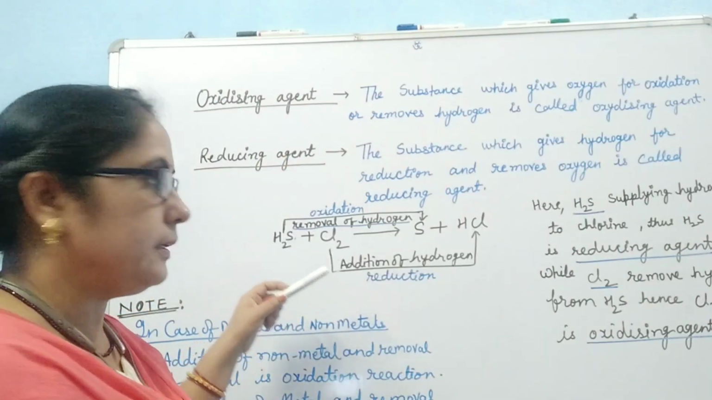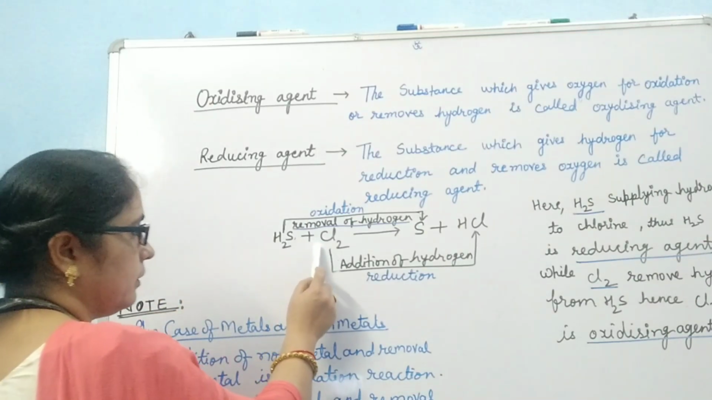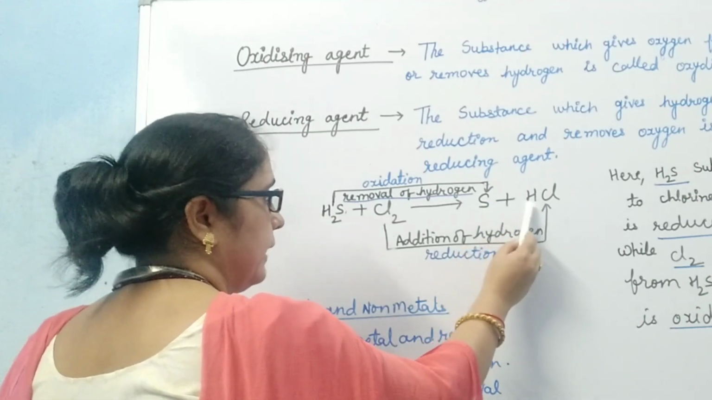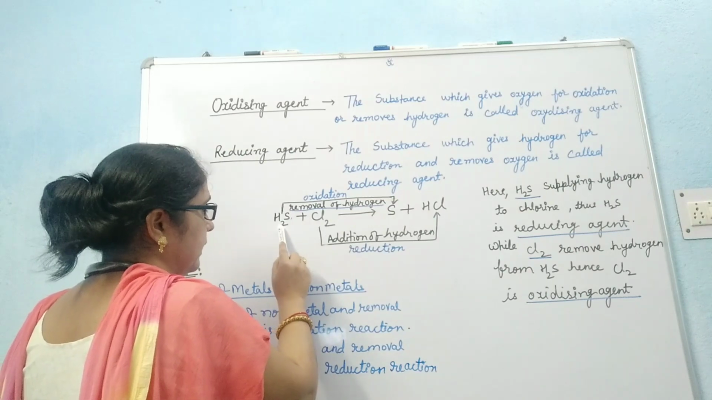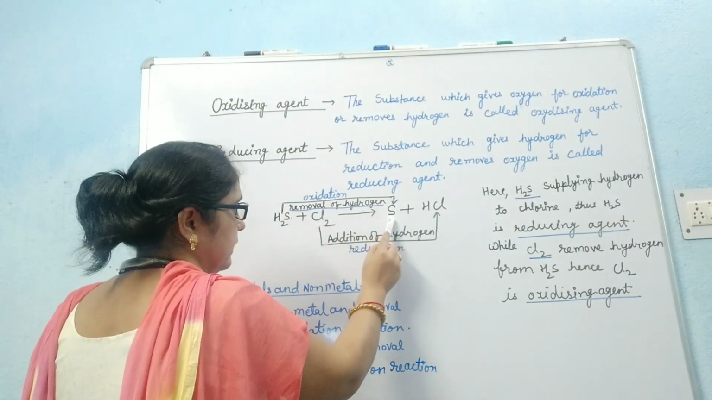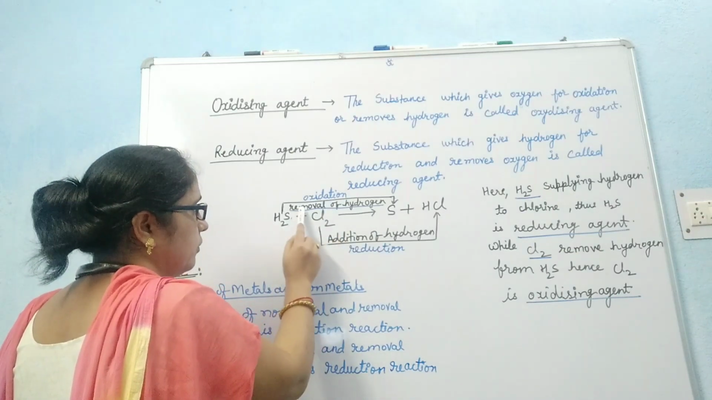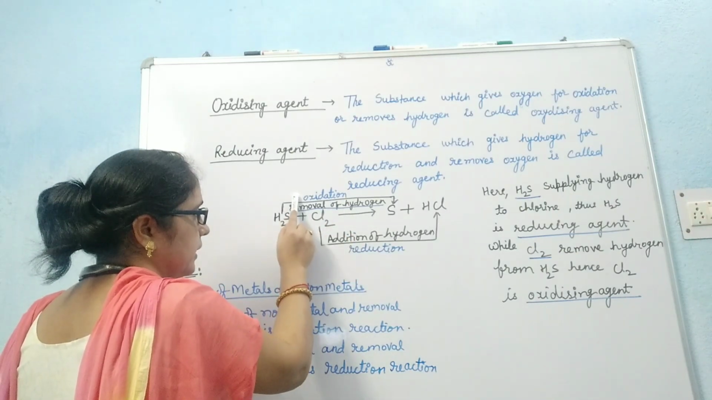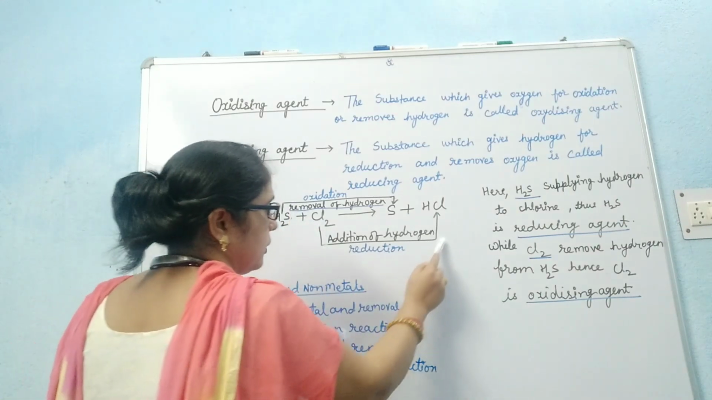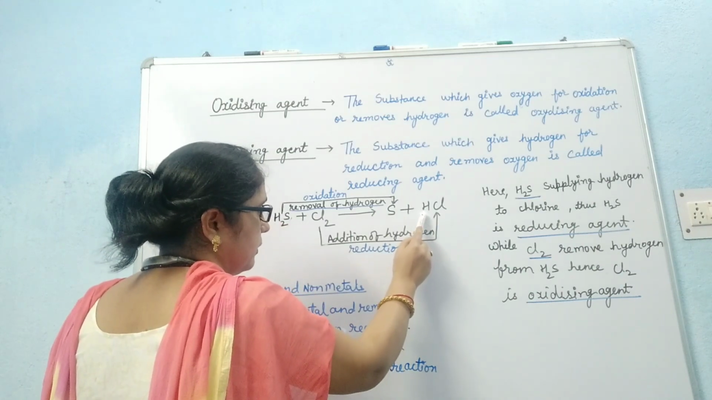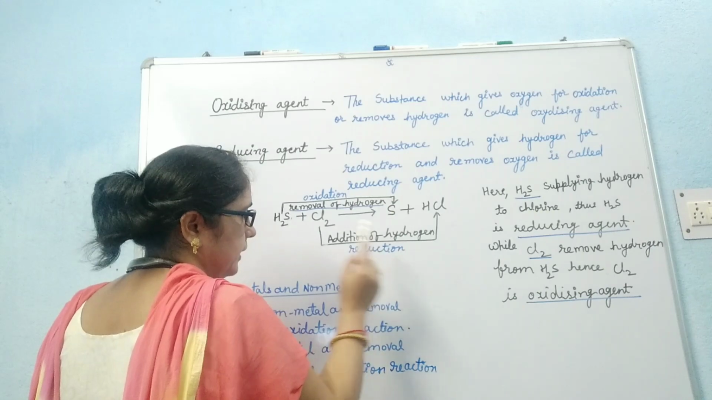With the help of an example, see here, when hydrogen sulfide reacts with chlorine to form sulfur and hydrogen chloride. In this reaction, hydrogen sulfide changes into sulfur by the removal of hydrogen. Removal of hydrogen means oxidation reaction. Similarly, chlorine changes into HCl by addition of hydrogen, and addition of hydrogen is called reduction reaction.